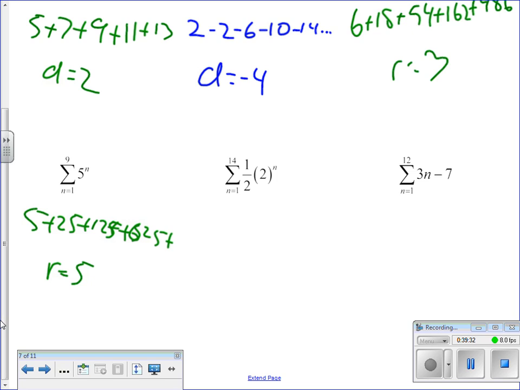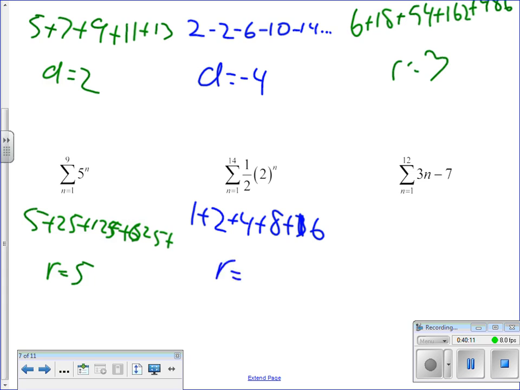Next one, same idea. 2 to the first is 2. 2 times 1/2 is 1. 2 squared is 4. Half of 4 is 2. 2 cubed is 8. Half of 8 is 4. 2 to the 4th is 16. Half of that is 8. And then the next one would be 16. Arithmetic or geometric? It's geometric. Multiplying by 2 each time. 2 times 1 is 2, 2 times 2 is 4, 2 times 4 is 8, 2 times 8 is 16.